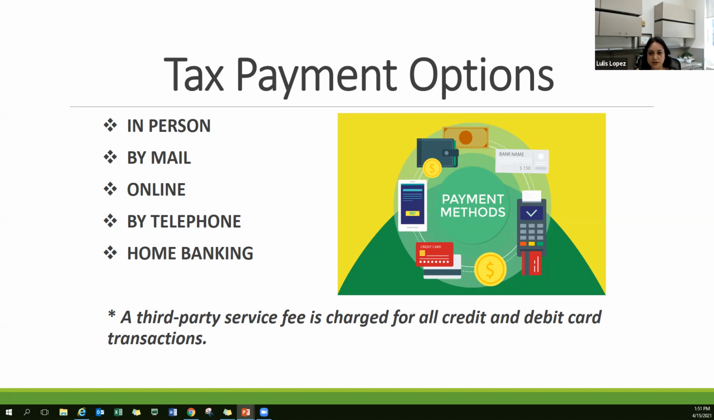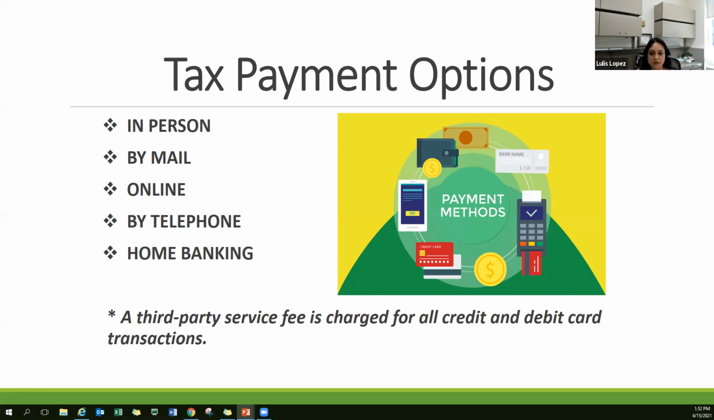Online, we do take credit or debit cards. We do have a payment scheduler available to set up in advance, and it's a one-time payment for any date up to and including the delinquent date. So it makes it easier for individuals. By phone, we take credit cards, debit cards, e-checks. There is an interactive voice response service. Staff do not take payments over the phone. And we're only taking payments over the phone for secured taxes.